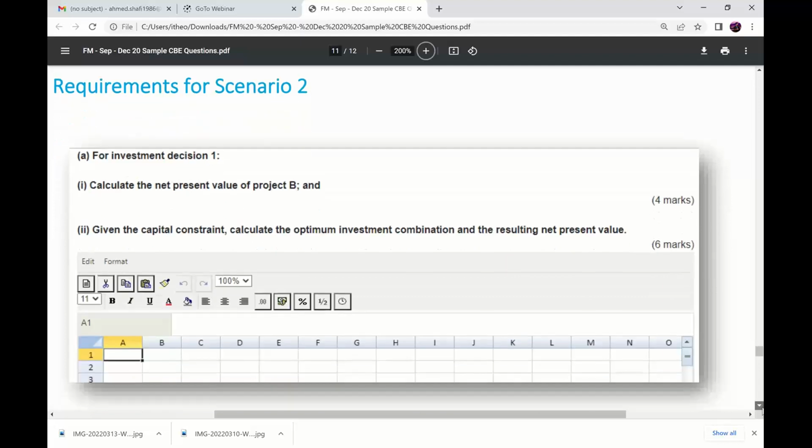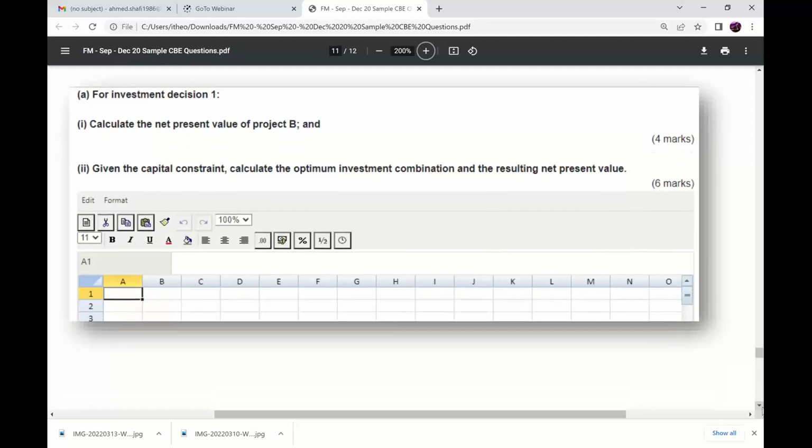Now what happens with the requirements? Requirement A. For investment decision 1, only focus on investment decision 1. Calculate the net present value of project B, 4 marks. And given the capital constraint, calculate the optimum investment combination and resulting NPV. So first you need to calculate the NPV of B, 4 marks. Given the capital constraint, calculate the optimum combination, 6 marks. 10 marks is this requirement, and read requirement again.